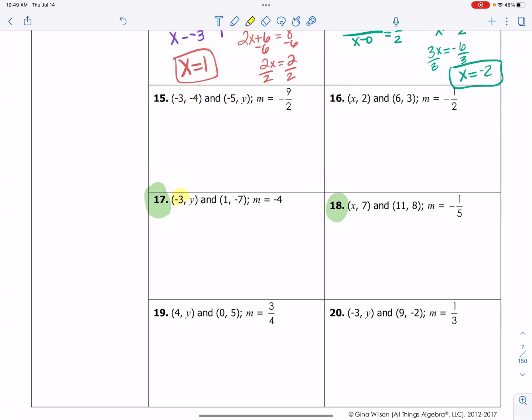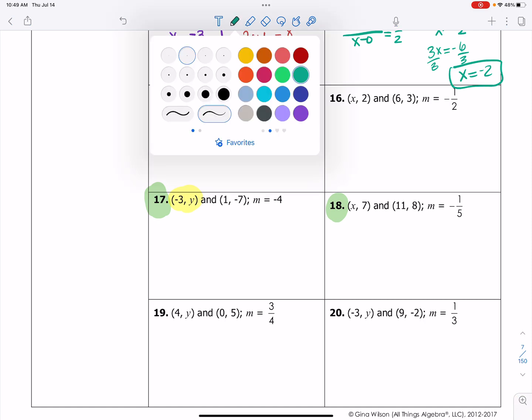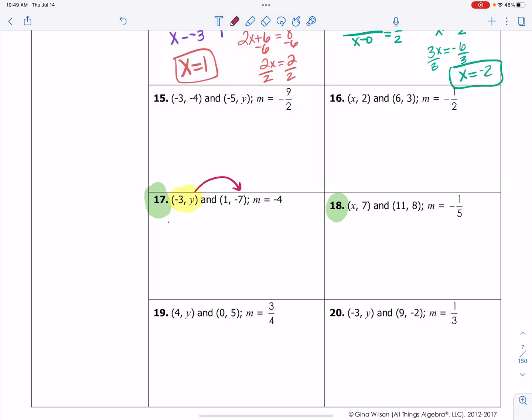So I like to start with the one that has the variable in it on a problem like this. So I'm doing y minus negative 7 over negative 3 minus 1 equals negative 4, right? I'm just going to rewrite that a little bit so I can see it. y plus 7 over negative 4 equals negative 4 over 1 if you need it. When I cross multiply, you're just timesing that by 1. It would be y plus 7 equals 16. Subtract the 7, and y equals 9.